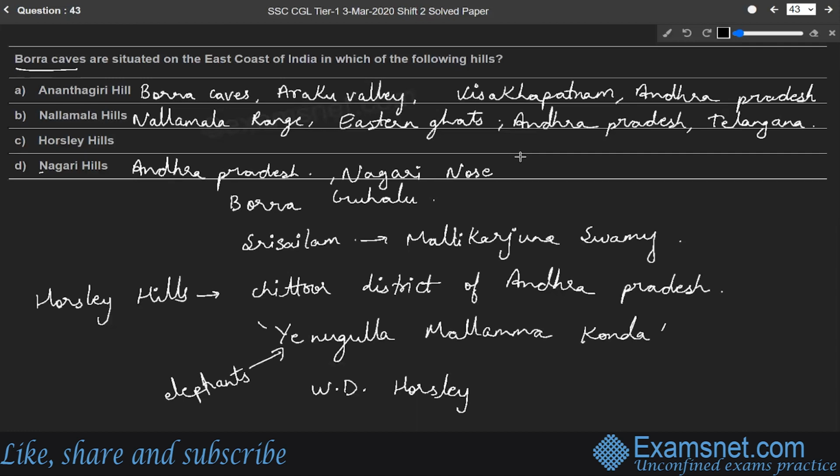So for this question, it is very clear that the correct option is option A, that is Anantagiri Hills, because Bora caves are situated in Anantagiri Hills in the state of Andhra Pradesh. So for this question, the correct option is option A, that is Anantagiri Hills. I hope you are clear with this question.